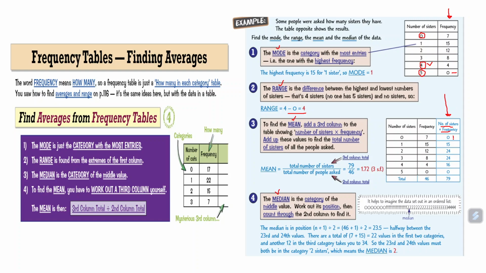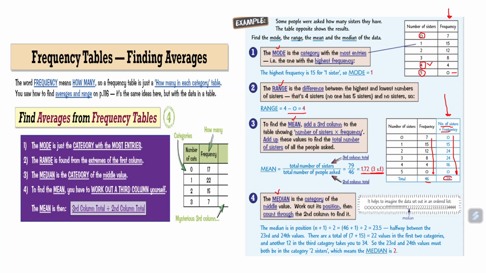So we'll sum the total of this new column that we've created. The sum is 79. Then we look for the total frequency, which is 46. So to find the mean, that will be 79 divided by 46. That will be 1.72 to 3 significant figures. So I will encourage my learners or viewers, we need to pay attention to details because this question says leave your answer to 3 significant figures. So that will be 1.72.